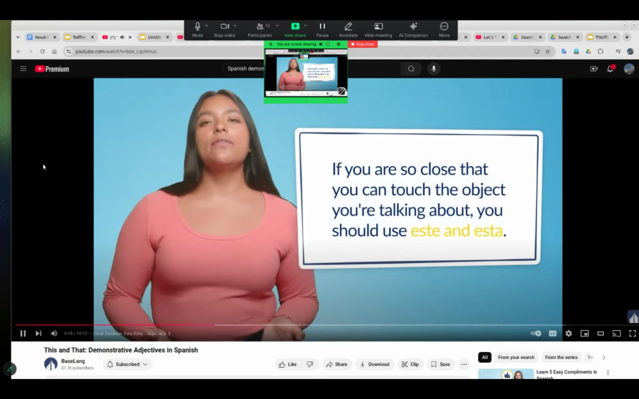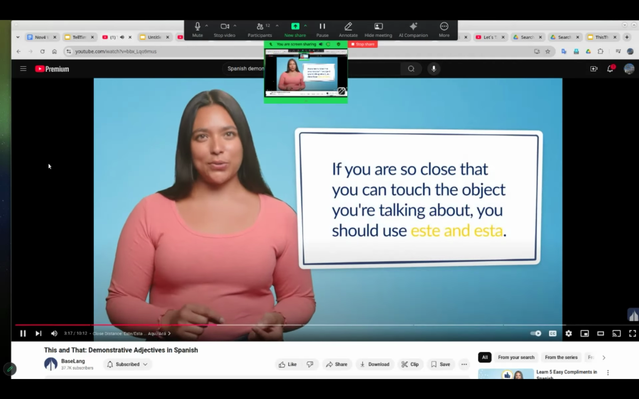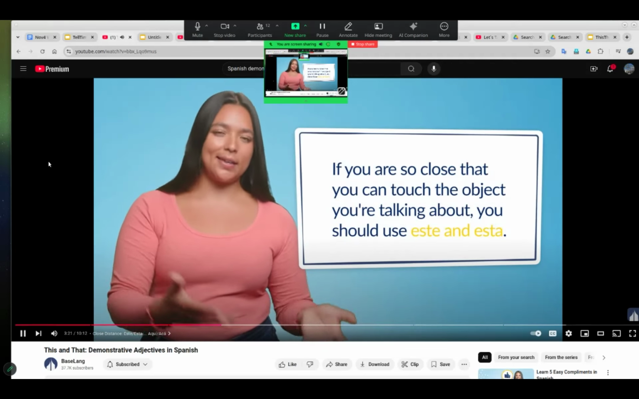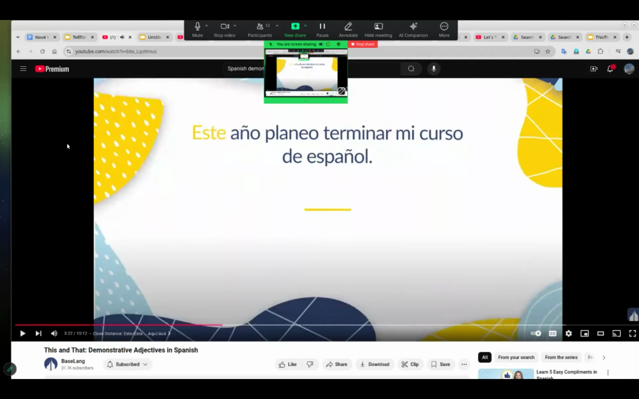But just how close are we talking here? Well, a good rule of thumb is that if you are so close that you can touch the object that you're talking about, you should use este and esta. If you can touch it without moving, then este or esta is the word you want. This, because it's close and you can touch it.